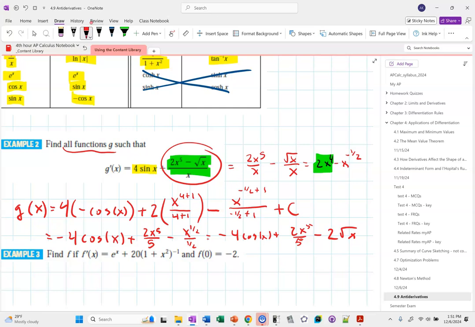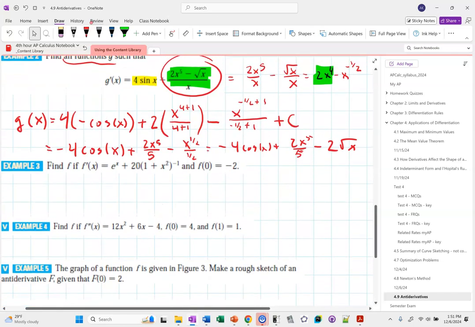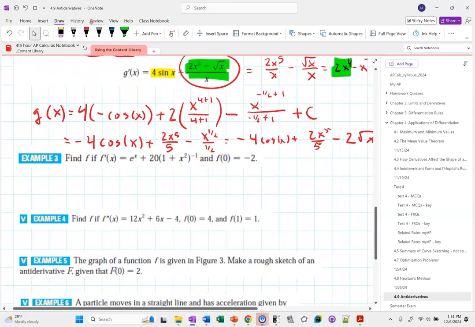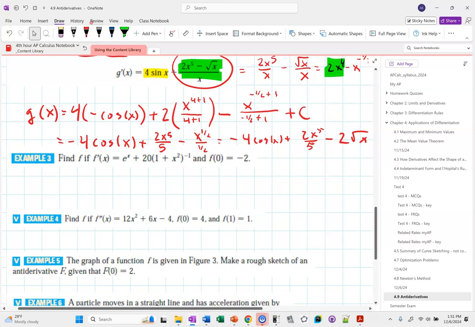Feel okay? If you felt good about the differentiation process, this should be okay right now, right? Pretty straightforward. Okay, so let's do just some more examples.